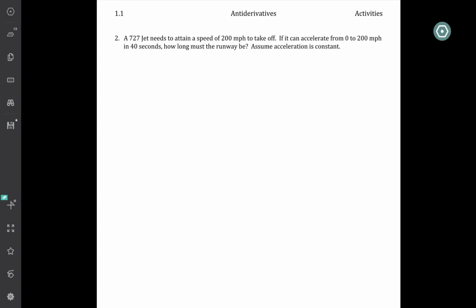Hi everyone. In this video we're going to work on another basic differential equation applied to a jet trying to take off. So here we have a 727 and we know that it needs to reach a speed of 200 miles per hour if it's going to take off.